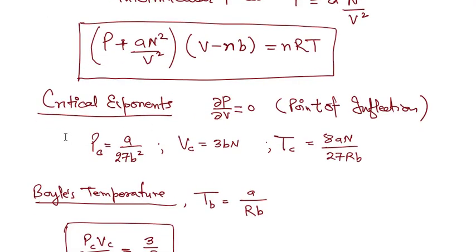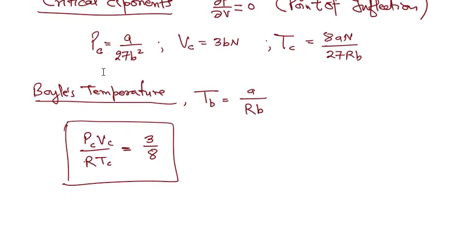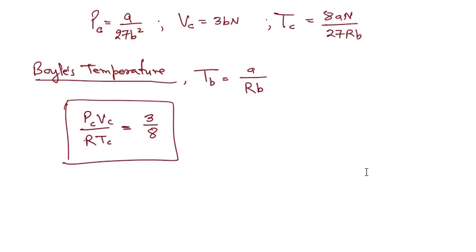These expressions can be asked for some other gas equation which follows a different law of equations. Then you have to calculate del P by del V is 0, del square P by del V square is 0, and then you have to conclude the P_c V_c T_c, and this relation will be different for that particular gas. So it depends upon what law that gas is following.